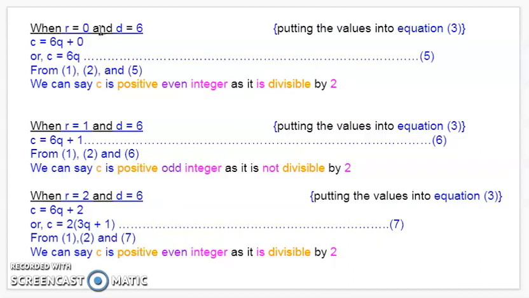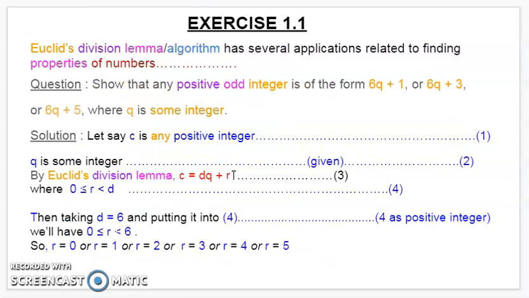So when remainder r equals 0 and d equals 6, let's see what is the form we are obtaining here for integers. So c equals 6q plus 0. So here 6q plus 1 is first. So if we know all this process, we can easily, by looking here that a plus 1 is a remainder, directly choose r equals 1.